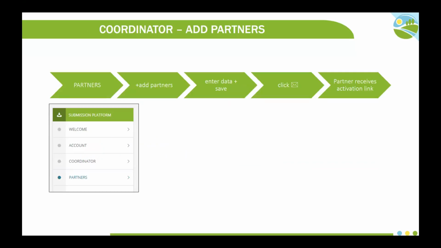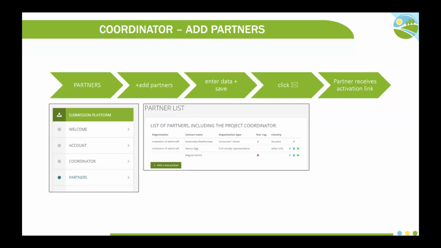If you go to coordinator login, you will find several menu buttons you have to choose in order to compile your consortium. You go to the first one, which is called partners. If you click on it, then you will see a partner list. This is an example here. There's already one partner listed and a second partner listed. The first partner listed in this list is always you as a coordinator, and the other partners follow. You click on the button add a new partner.